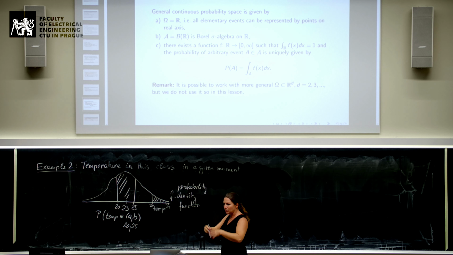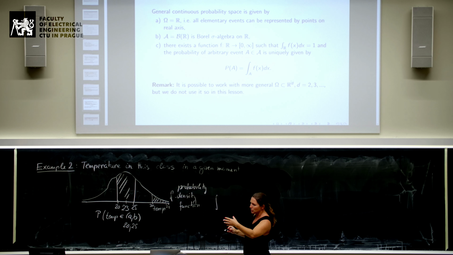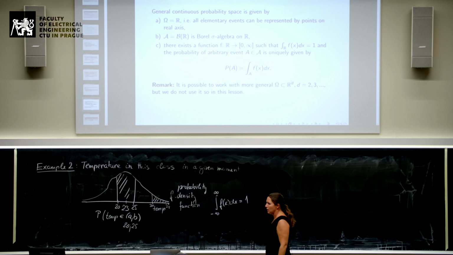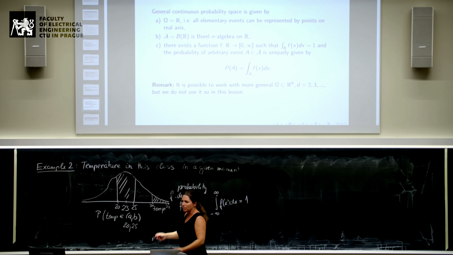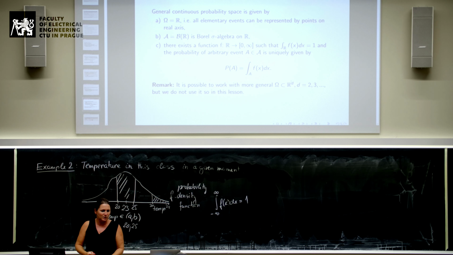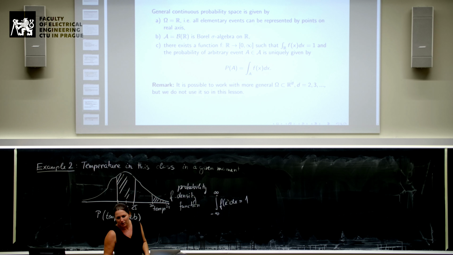And because it describes the total probability, its property is that the integral, which is in fact the area below this function, the integral from minus infinity to plus infinity, must be equal to 1, because the probability that there is some temperature from minus infinity to plus infinity degrees must be equal to 1. Some temperature must be measured in this case. So it is the case when we have an uncountably infinite number of events and their probabilities are not the same.